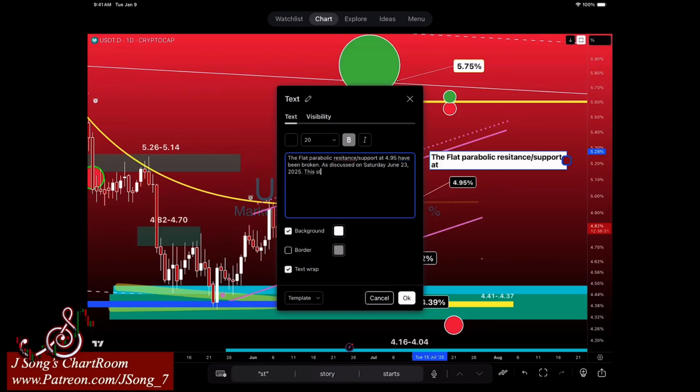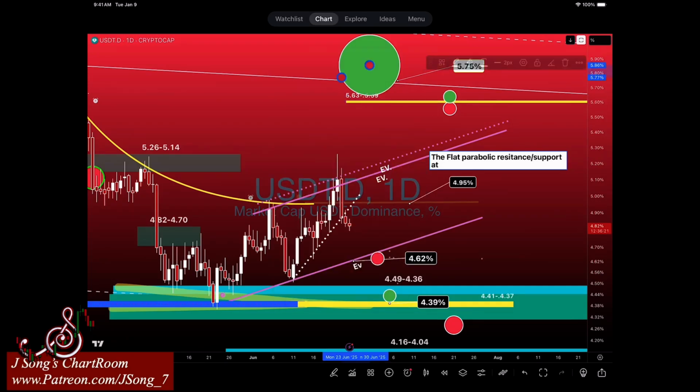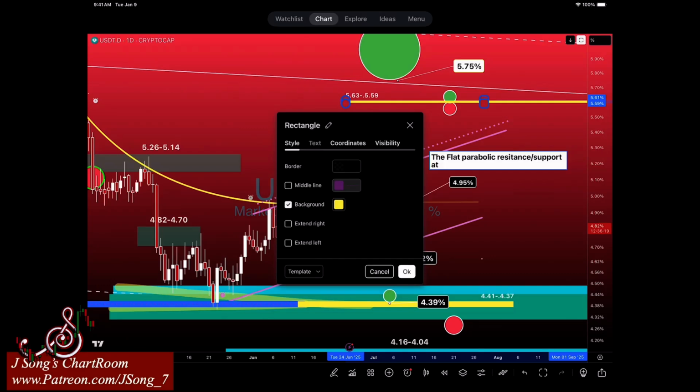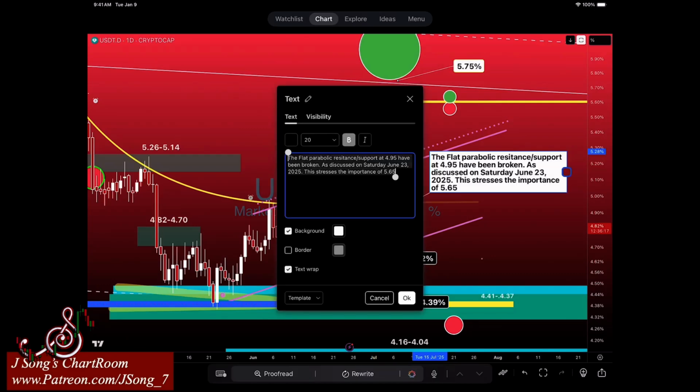This stresses the importance of 5.65, or about 5.63, sorry. At 5.63 yellow and 4.41 area yellow. Okay, which is going to be those.